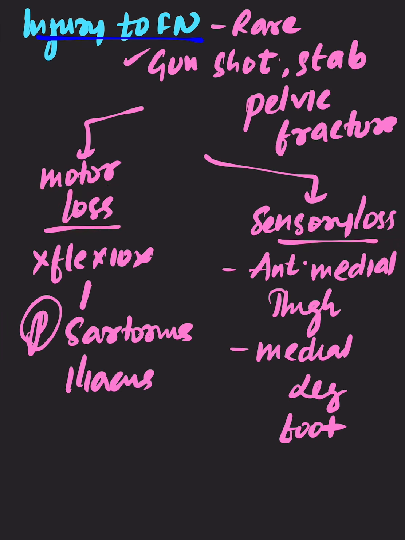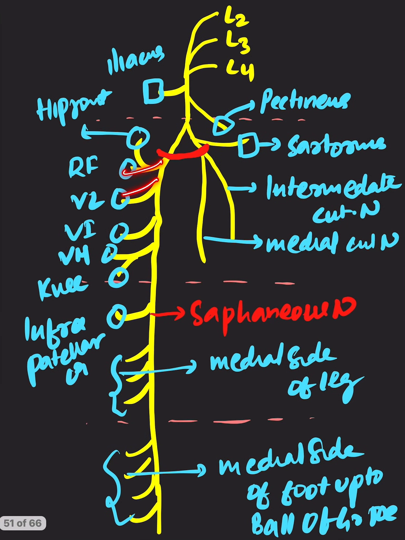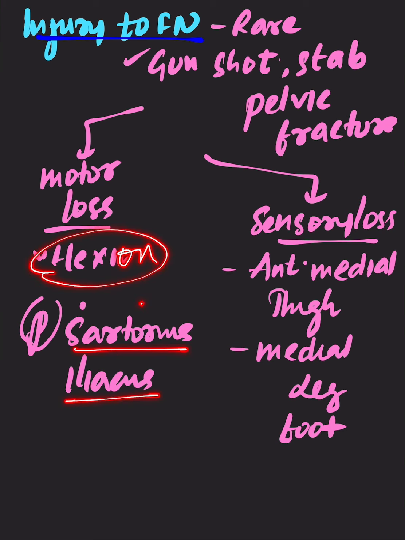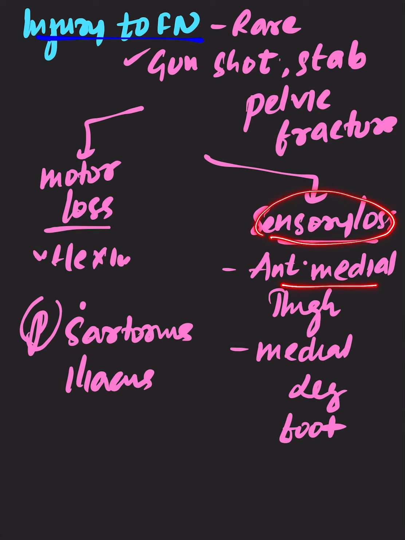Motor loss, because I told you it will be supplying the entire anterior compartment muscles, right? Anterior compartment muscles perform extension, and there is no flexion also, because sartorius and iliacus also become paralyzed, which perform flexion. And in sensory loss, the anterior medial part of the thigh loses sensation because it is supplied by the intermediate and medial cutaneous nerves, and also the medial side of the leg and foot. All of this region's sensation will be lost.